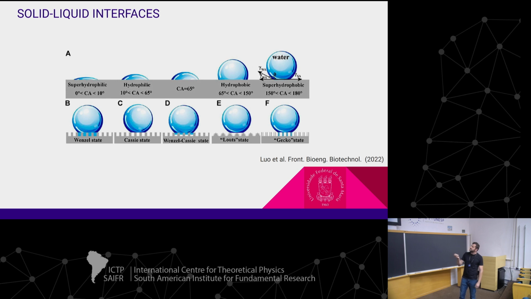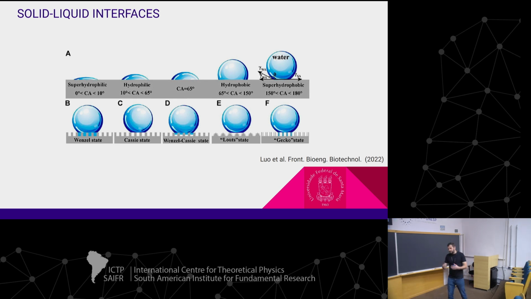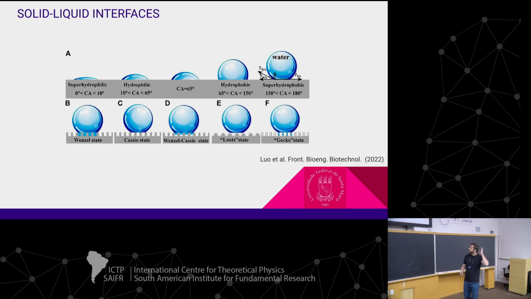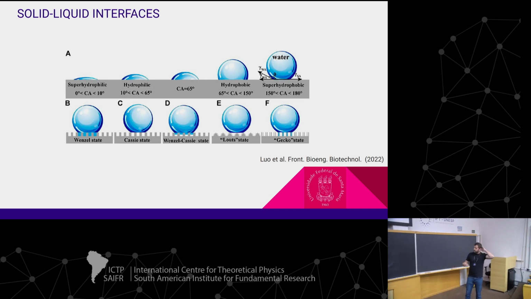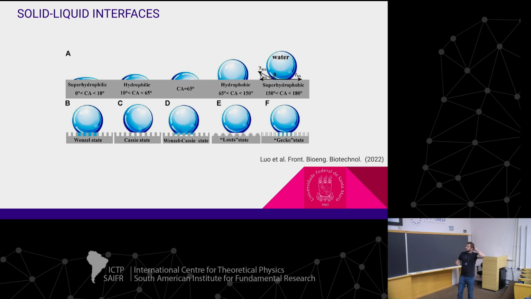If the geometry of the surface is different, maybe water doesn't access the cavities, so we call it Cassie-Baxter. And there are different mixtures of states, which we call by different names. But the idea is that if you have rough surfaces distributed in a pattern, you have different ways of solid-liquid interaction.